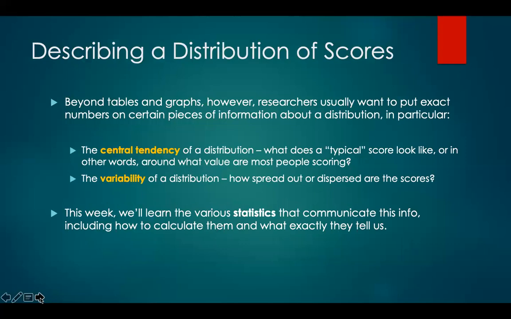Now, beyond tables and graphs, though, researchers usually want to put exact numbers on certain pieces of information about a distribution in particular. So central tendency of a distribution is one of these pieces of empirical information that researchers often apply to understanding a particular distribution. And central tendency measures give us a sense of what a typical score in a distribution looks like. Or, in other words, around what value are most people scoring on this particular variable of interest.